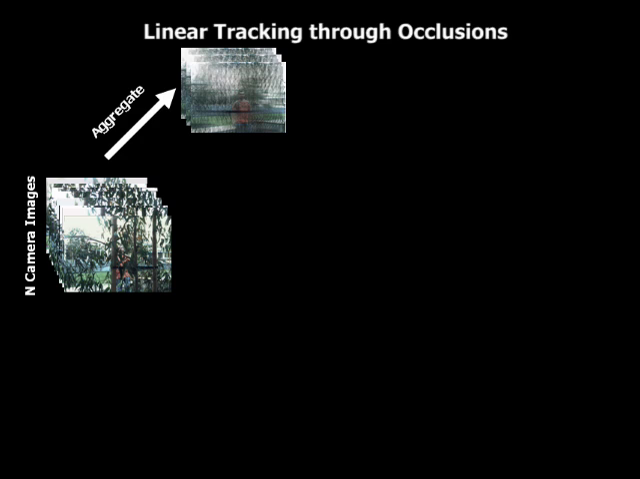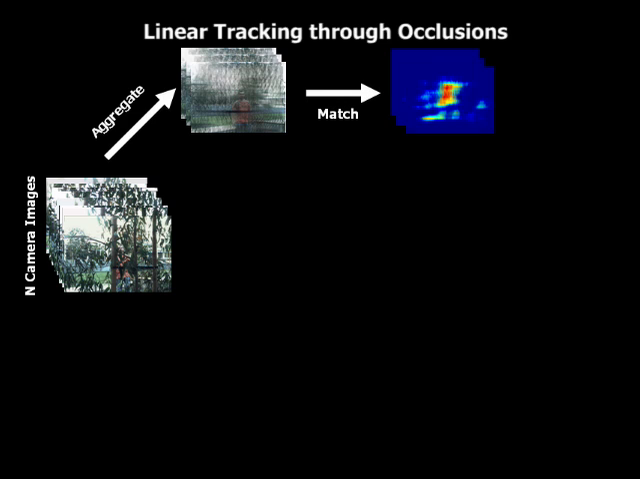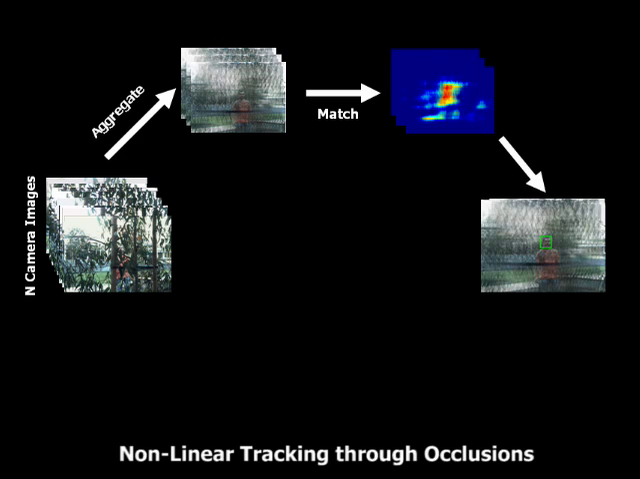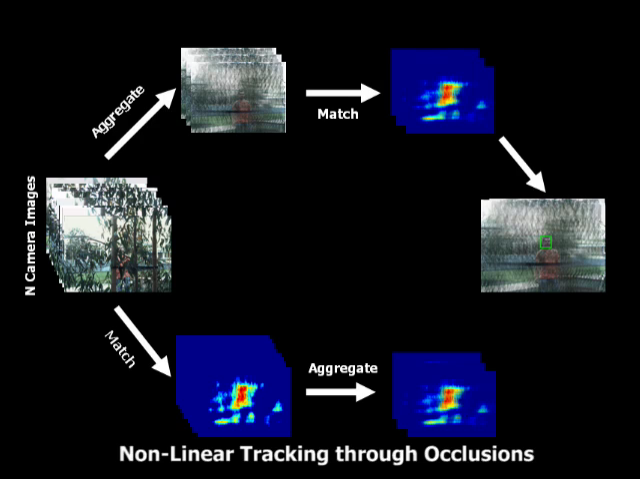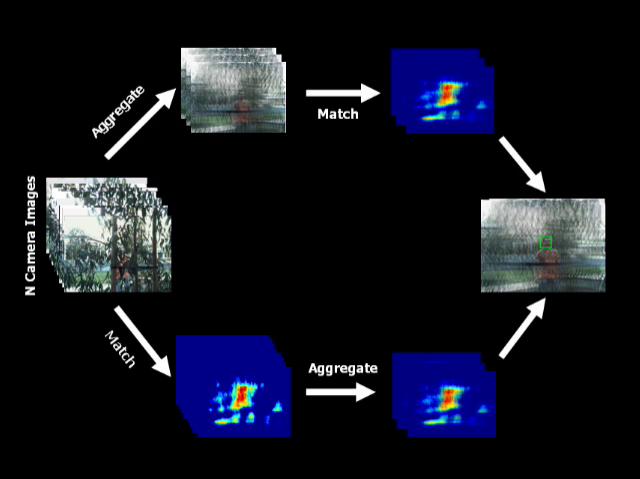The key difference between our methods is the relative order of aggregation and matching. Our linear tracking method first aggregates the data before matching and then finding the object's location. Our nonlinear method matches first, then detects occlusions per pixel, then aggregates the data before tracking the object's final location. We now show the full-length video clips for the results that are discussed in our paper.